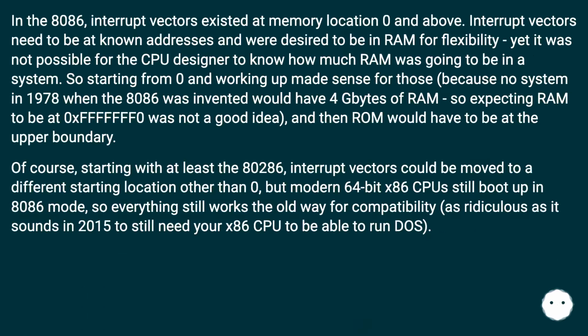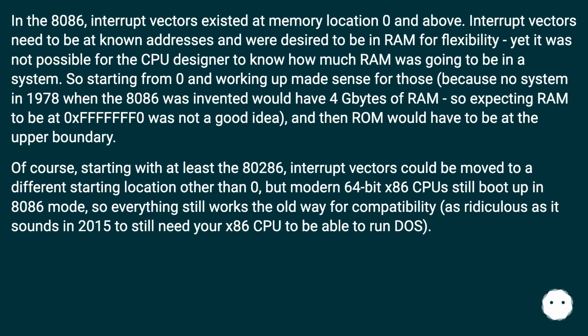In the 8086, interrupt vectors existed at memory location 0 and above. Interrupt vectors need to be at known addresses and were desired to be in RAM for flexibility, yet it was not possible for the CPU designer to know how much RAM was going to be in a system. So starting from 0 and working up made sense for those, because no system in 1978 when the 8086 was invented would have 4 GB of RAM, so expecting RAM to be at 0xFFFFFFF0 was not a good idea, and then ROM would have to be at the upper boundary.